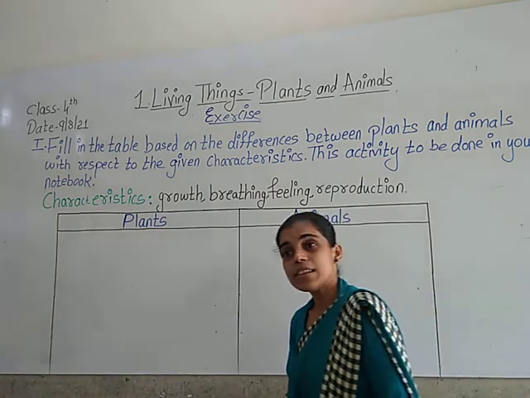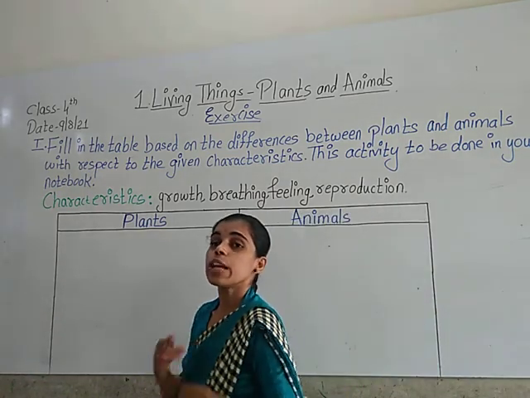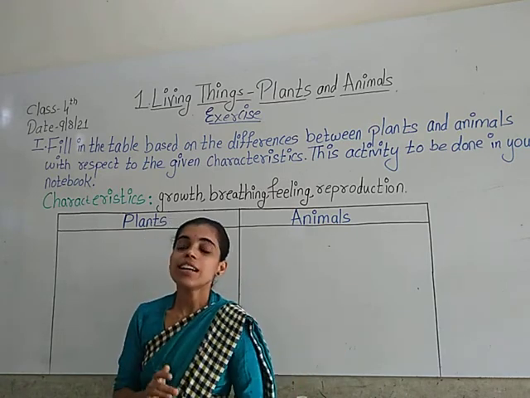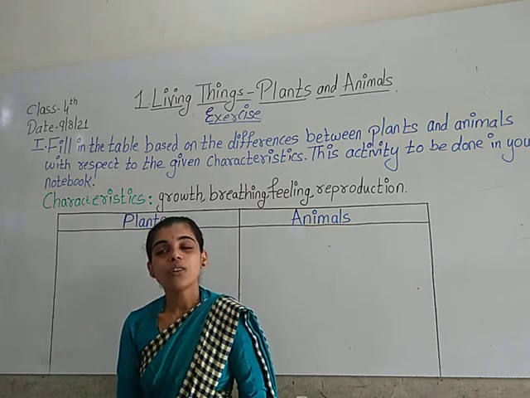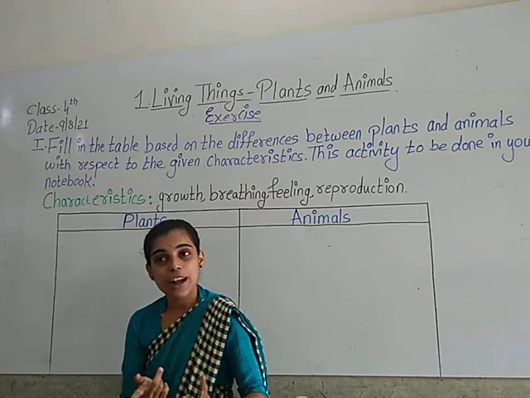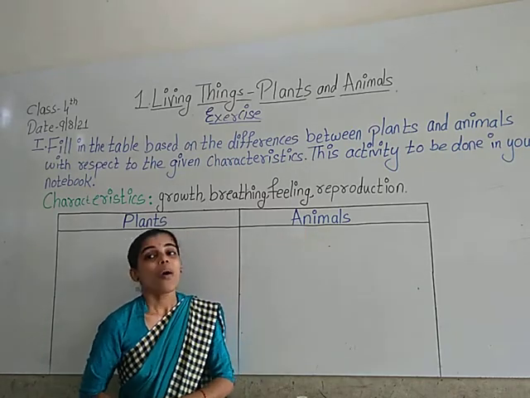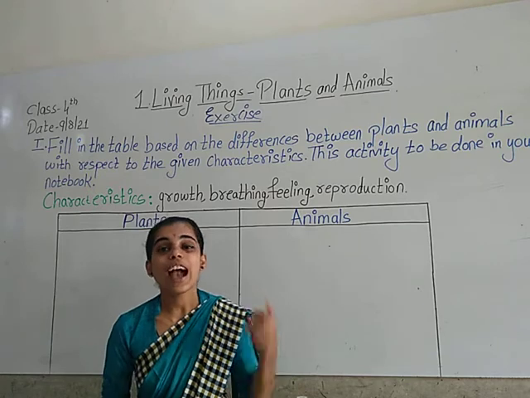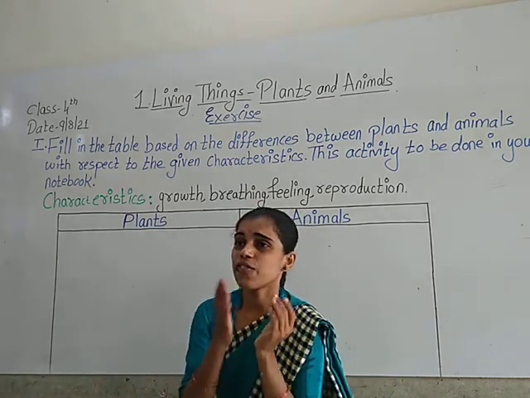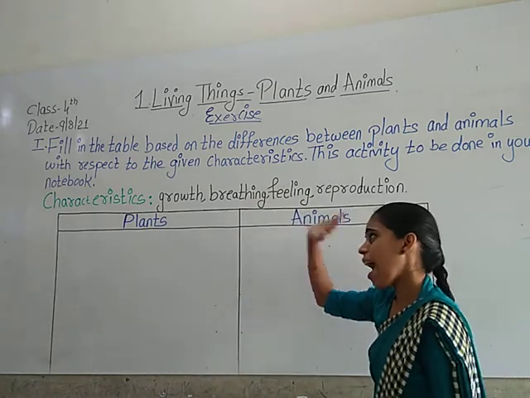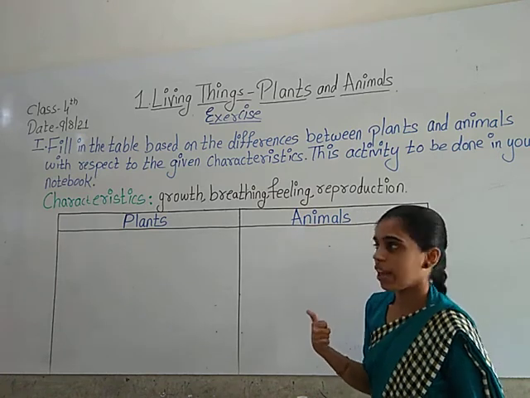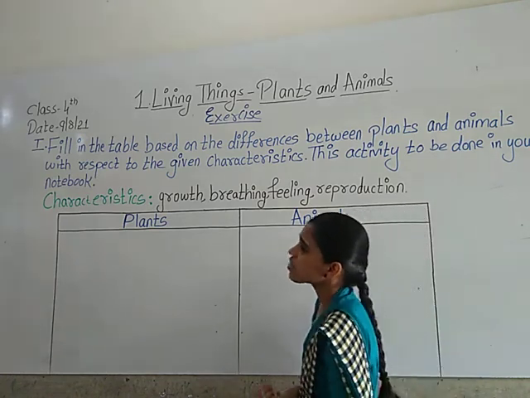And animals can do reproduction. Reproduction means giving birth to a small animal, or some animals lay eggs. So there is reproduction in animals by giving birth to the young ones and laying eggs. So this is the difference between plants and animals. These two are living things in the surroundings. Now, this is all about the chapter.